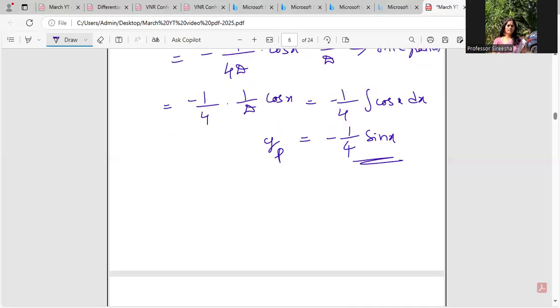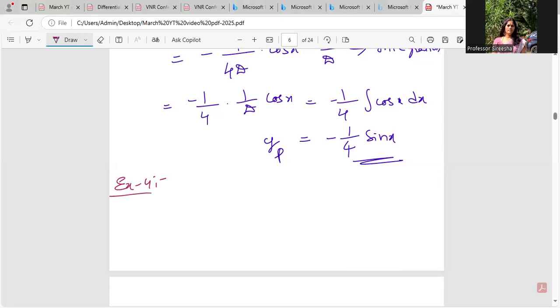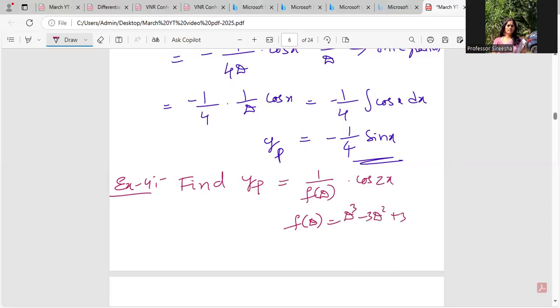Let me do one more problem on finding yp when cos x is there. Again, find yp. What's been given is 1 by f of D into cos 2x. What's f of D? It is separately given: D cubed minus 3D squared plus 3D minus 1.